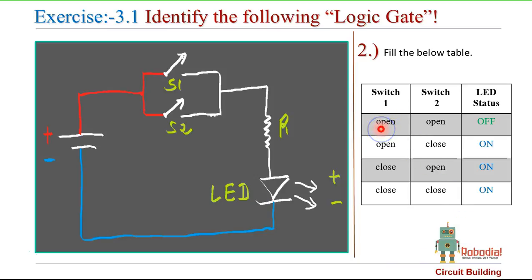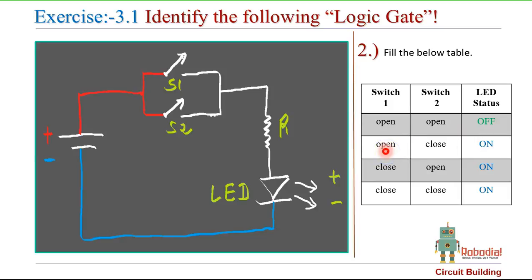What will happen if both my switches, 1 and 2, are open? Apparently there won't be any current flowing in the circuit because there's no closed path for current to flow, right? The current needs a closed path. So my LED would not glow. It would remain in off status, or I can also denote it 0, right?